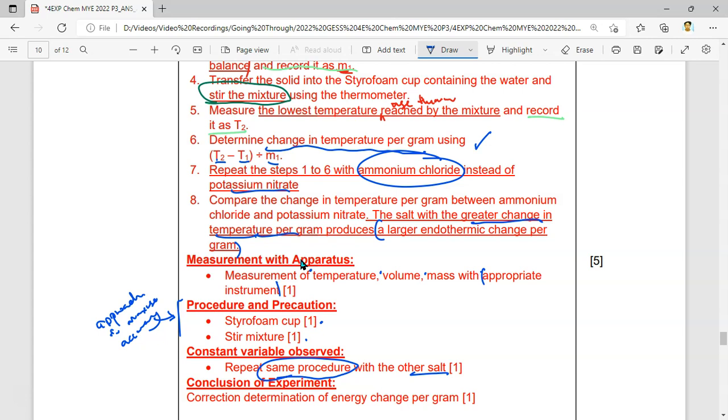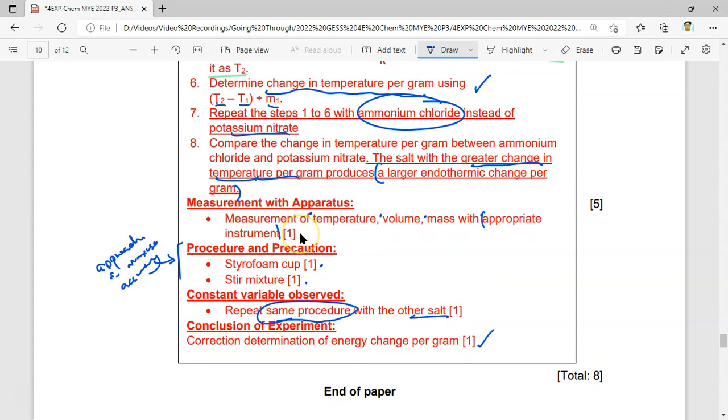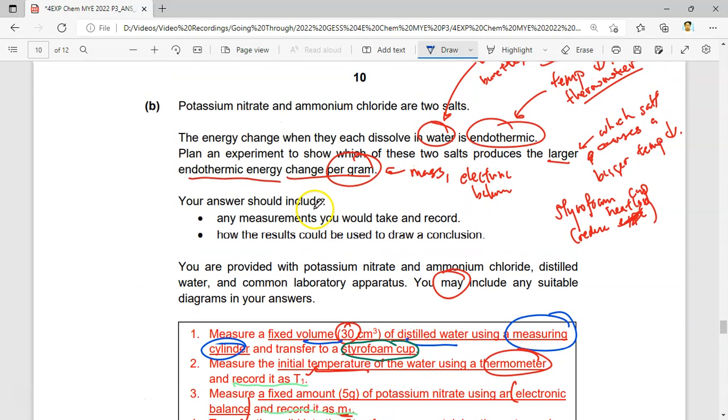Okay? And lastly, once you've done that, we are looking at whether you can conclude how you know the energy change per gram. Actually, you are relating the endothermic change, the energy change per gram, to the temperature change per gram itself. So this is how you go about doing the planning for this.